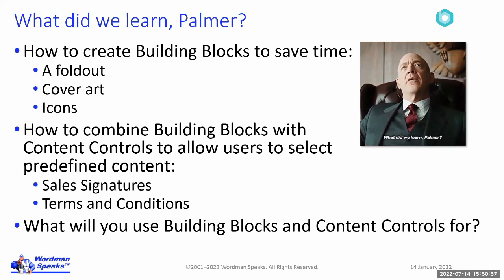What else did we learn today? We learned how to combine building blocks with content controls to allow users to select predefined content. So if we have predefined terms and conditions, and we only want one in our proposal document, then we can use the building block gallery content control to point at all the available different types of terms and conditions. The user picks one and it grabs it out of that common building block file or out of the proposal template and pops it into the document.